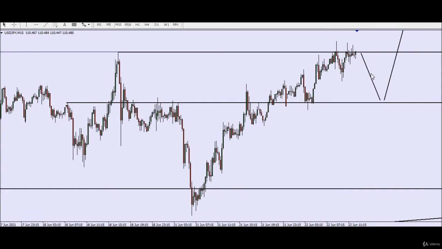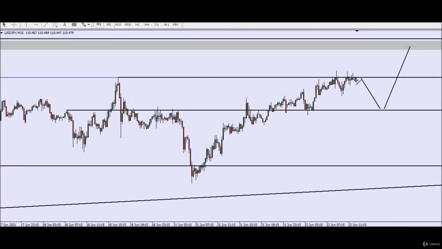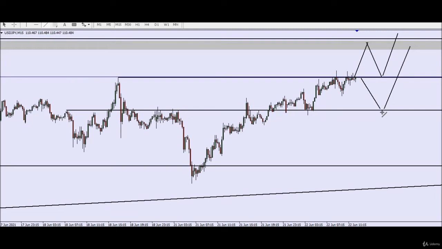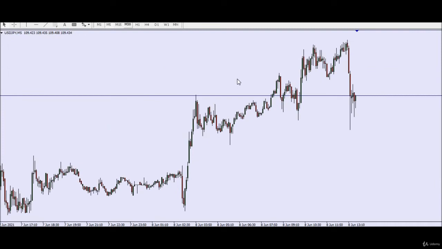So I would expect something like this, but what can happen is also this now, and then some reaction. Maybe here will be a new support, and then continuation, or it can break through here, and then some kind of reaction. What we want is just a signal, so don't trade without it.